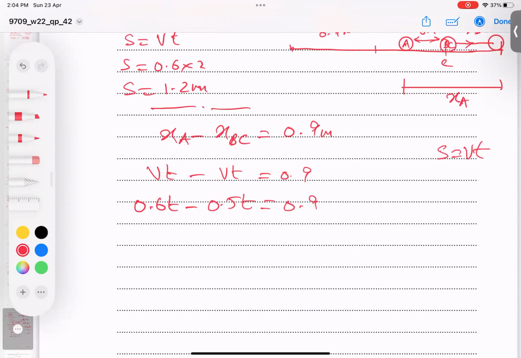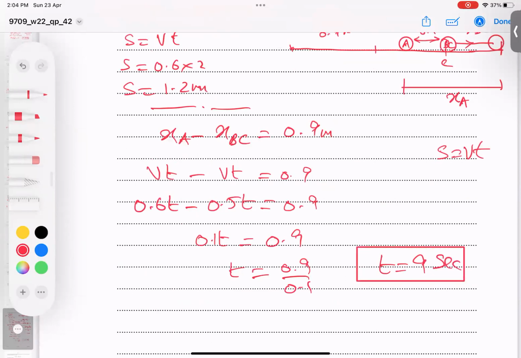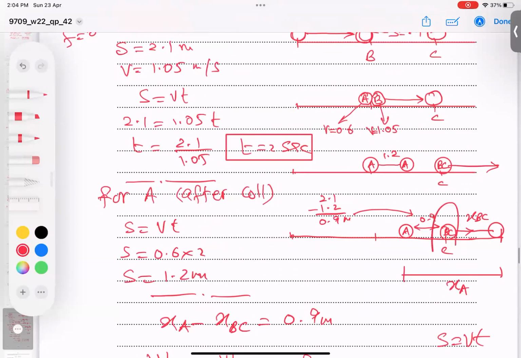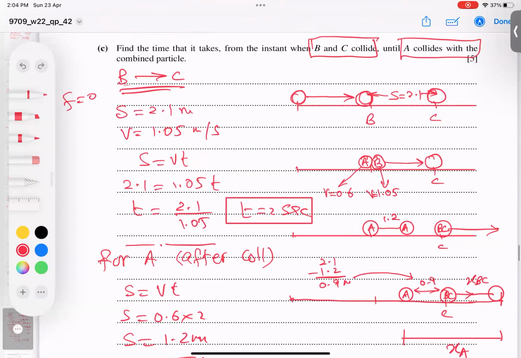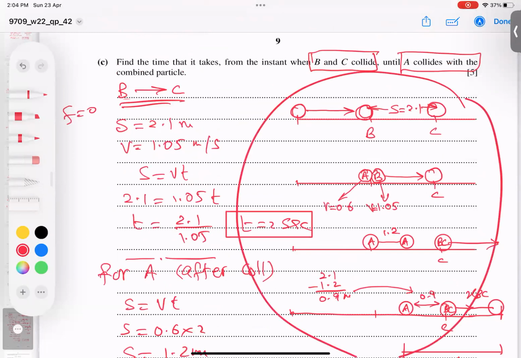So this becomes 0.1 times T equal to 0.9, and time becomes 0.9 by 0.1, the decimals cancel, so 9 seconds it will take to reach there. I hope this was not too hard. I tried my level best to explain the concept, and I hope you got the idea very clearly. It will take a total of 9 seconds, from before the collision starts till they hit. These diagrams are very important to show, otherwise it is not easy to get it.